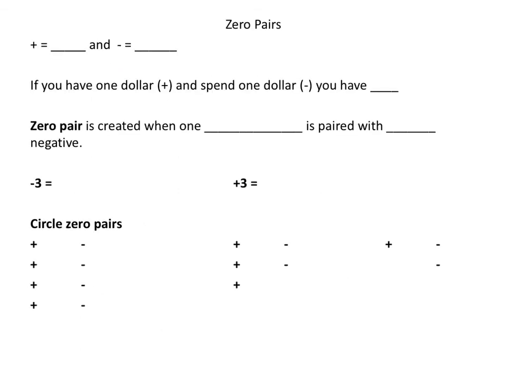Now we're going to talk about something that's going to come in handy in future lessons. They're called zero pairs. If you see a plus sign, it's equivalent to a +1. And if you see a negative sign, it's equivalent to a -1. So if you think about it, if you have $1, +1, and spend $1, -1, you have 0. Hence the name zero pair, which is created when one positive is paired with one negative.